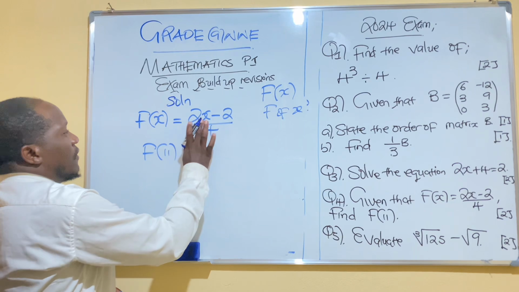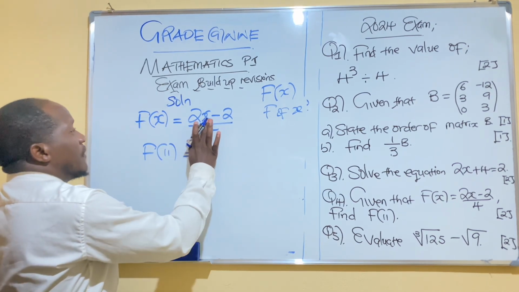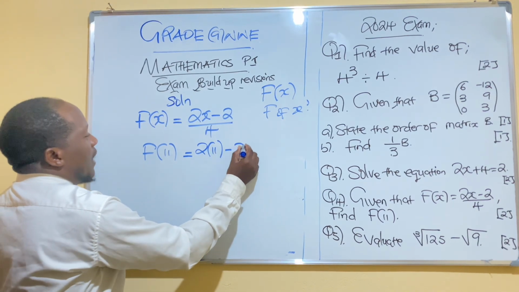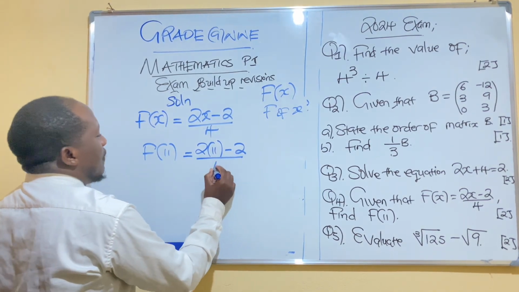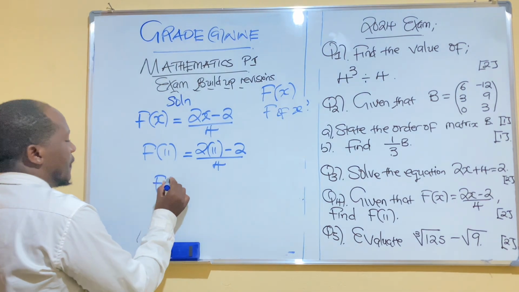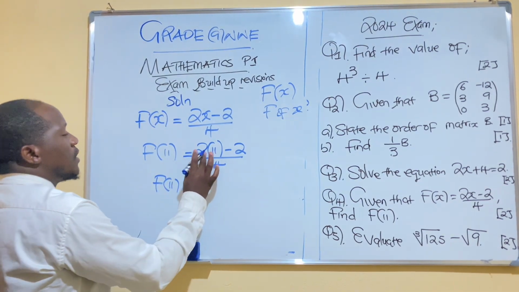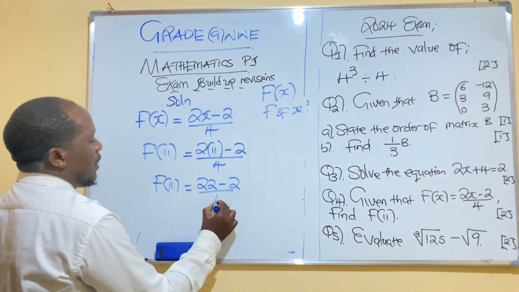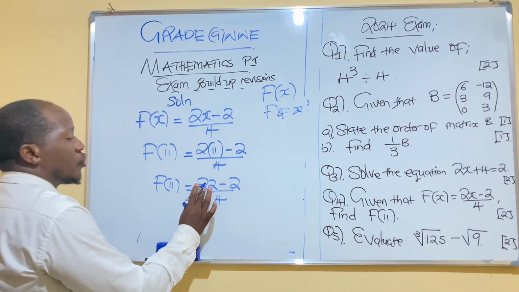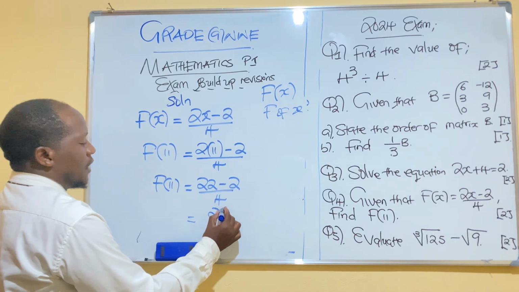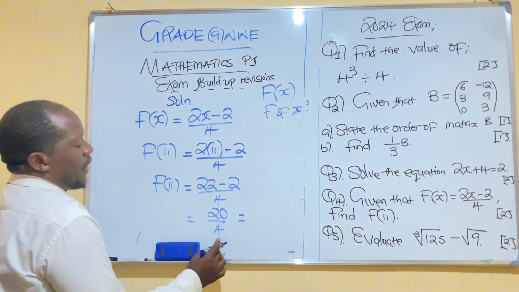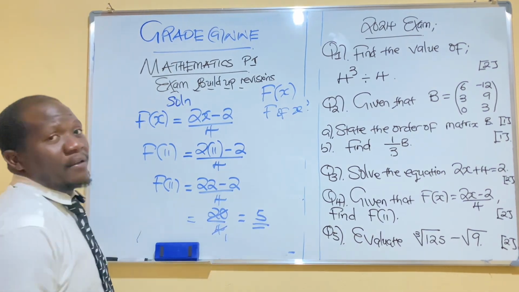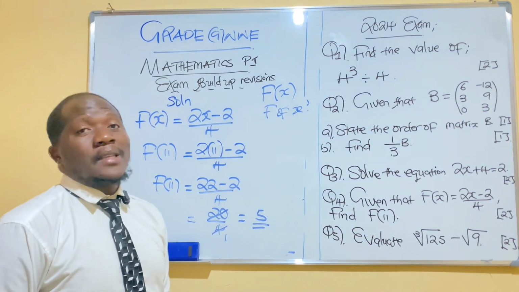So 11 should be placed where x is. If there was a 5, you put a 5 there. If there was a 4, you put a 4 here. So you say 2, open brackets, 11 here, minus 2, everything over 4. So f of 11 equals 2 times 11, which is 22, minus 2, everything over 4. So 22 minus 2 gives us 20 over 4. And the final answer will be 4 into 4, 1, 4 into 20, 5. So that is the correct answer on this one.